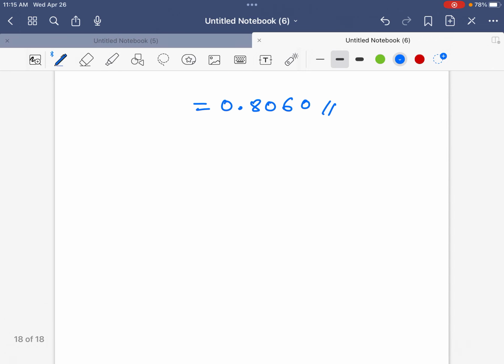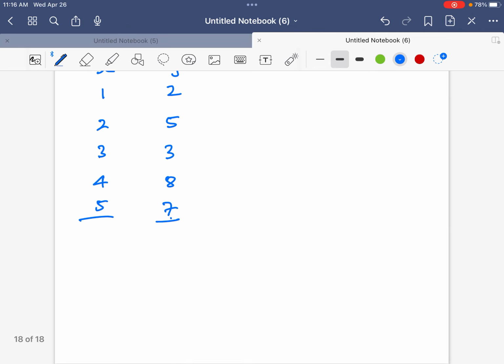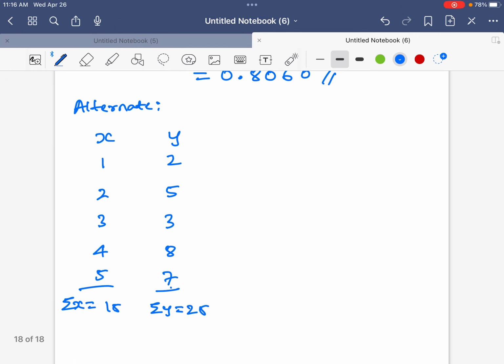There is an alternate method to solve this problem. We'll take the alternate method to solve. That is, by taking the values given to us for the independent variable x, which are 1, 2, 3, 4, 5. Correspondingly, we have the dependent variable values, which are 2, 5, 3, 8, 7. Let us sum all the values of x and values of y. Summation of x gives you 15, summation of y gives you 25.